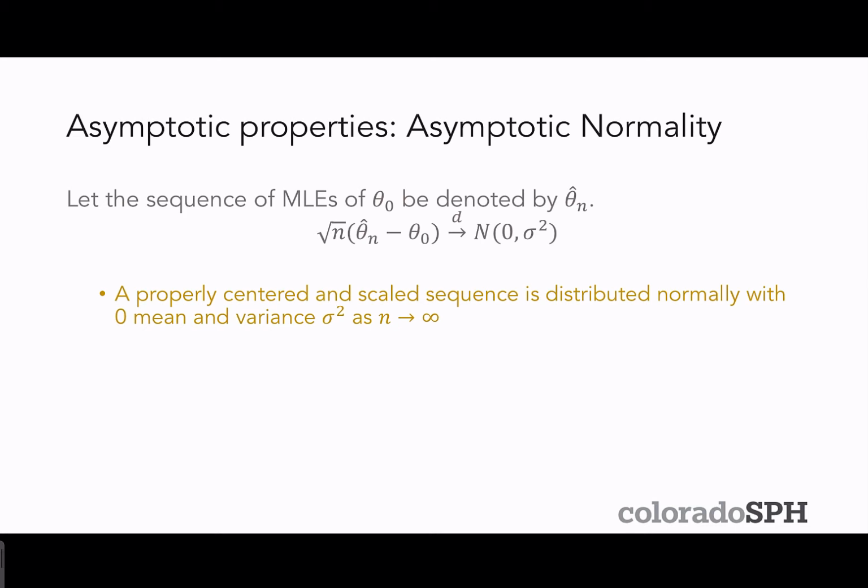I would say the most important asymptotic property is that of asymptotic normality. And what this assures is that, again, as sample size gets larger and larger towards infinity, the distribution of your estimator approaches a normal distribution after it's been centered and scaled properly. And this is going to be really useful for obtaining things like confidence intervals and doing hypothesis tests in the next lecture.